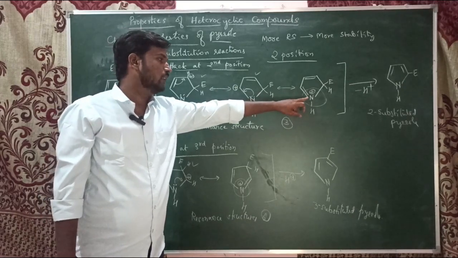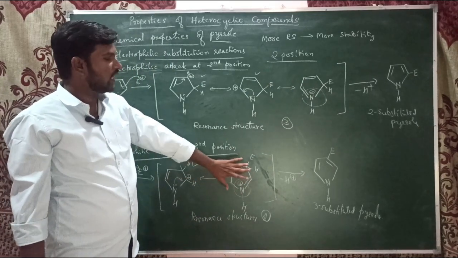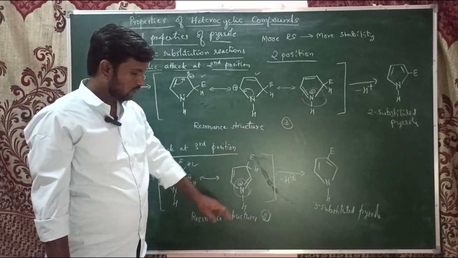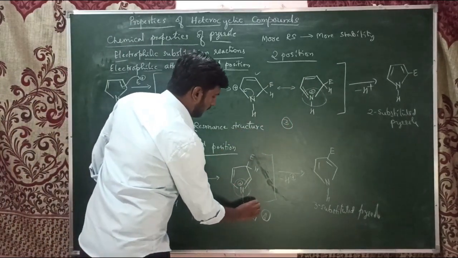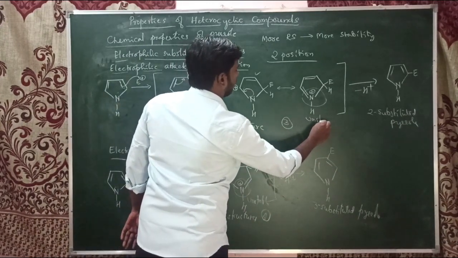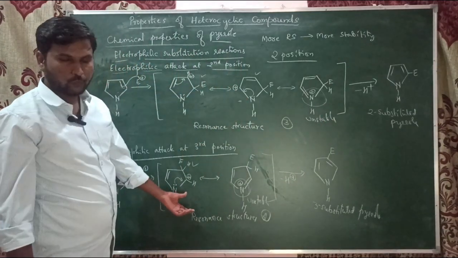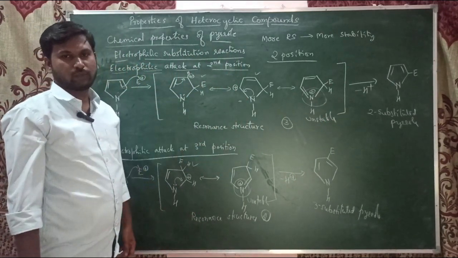This is also helpful, because in one of the structures nitrogen gets the positive charge, and here also a positive charge. This is an unstable resonance structure. So this is also unstable, this is also unstable. At least you can consider in this case these two, here only one resonance structure, which is a stabilized resonance structure.